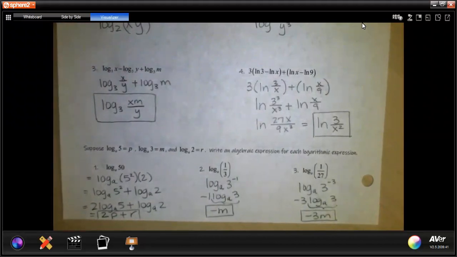Those are our log properties. You have to be able to use them to expand and condense in order to solve some problems.